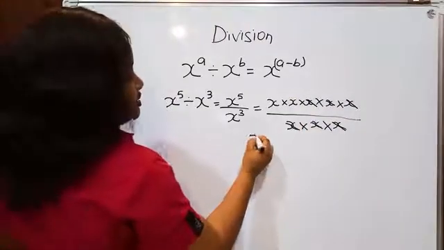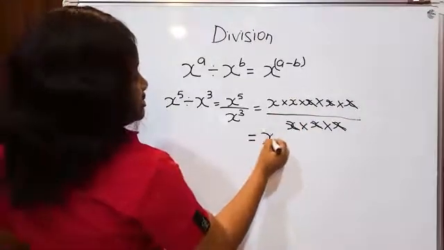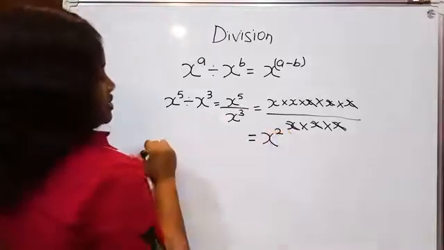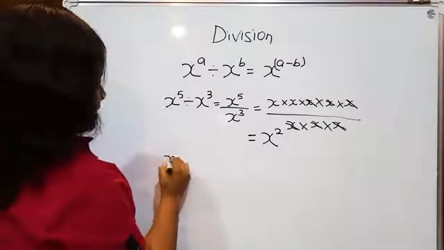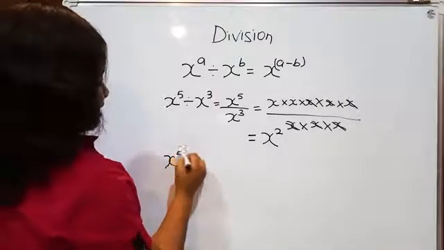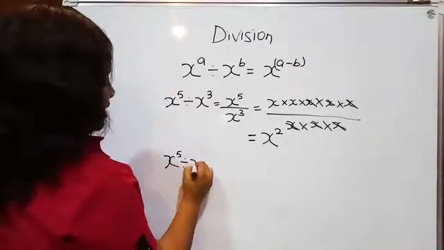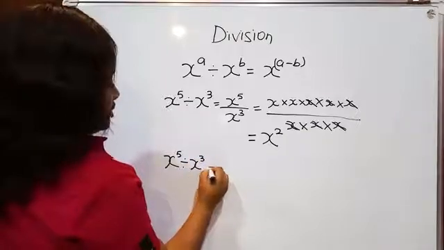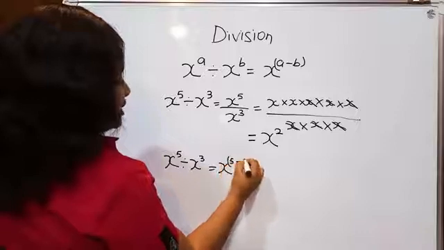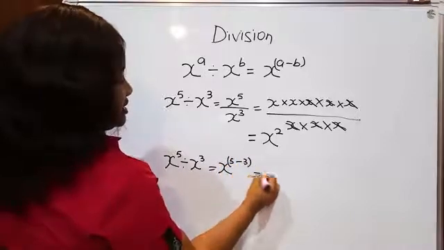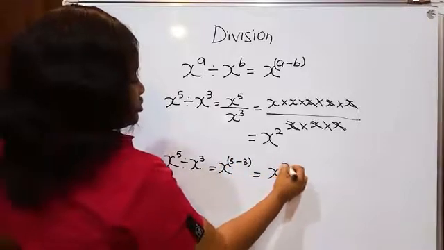So you have x squared. In other words, you can still agree with me that x raised to the power 5 divided by x raised to the power 3 equals x raised to the power 5 minus 3, which still gives us x squared.